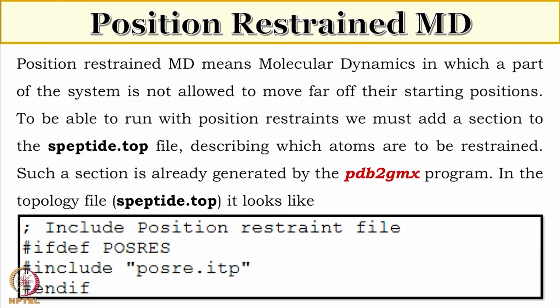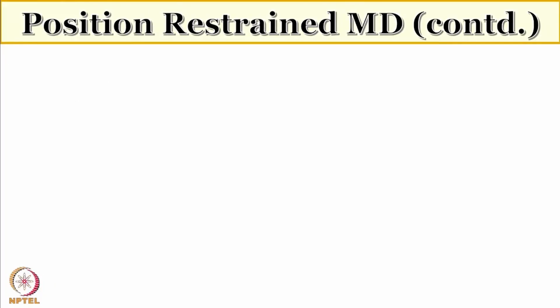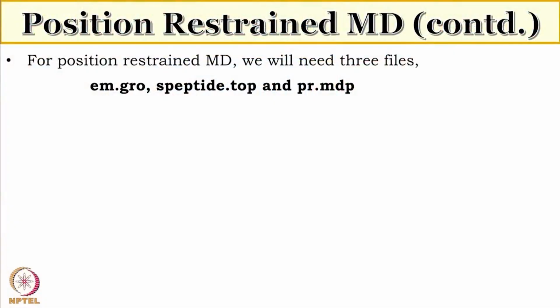Okay. But is it possible to do it with some atoms fixed, some moving, or is that difficult? Yeah, that is also possible. Then you have to specify those particular atoms in your ITP file. So now to perform position restraint MD, we need the GRO file from energy minimization, we need the topology file, that is s-peptide.top, and we need the position restraint MDP file, that is the pr.mdp file.